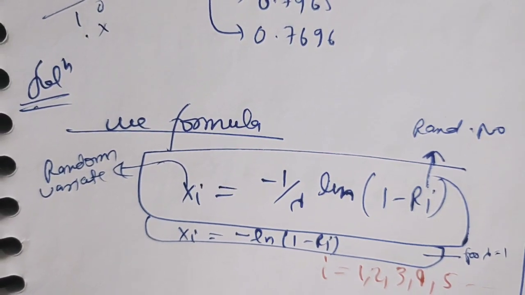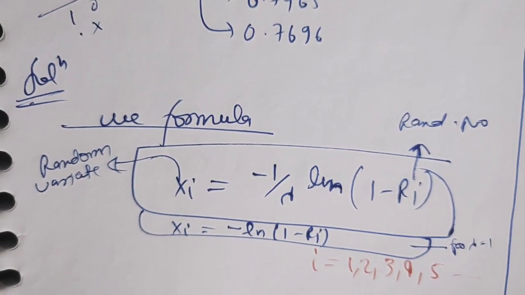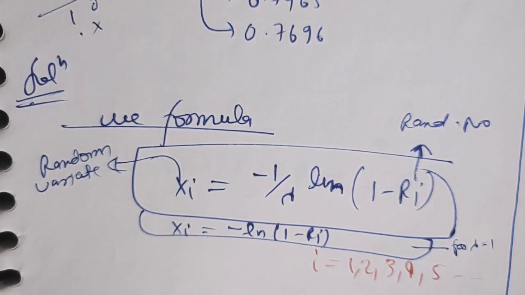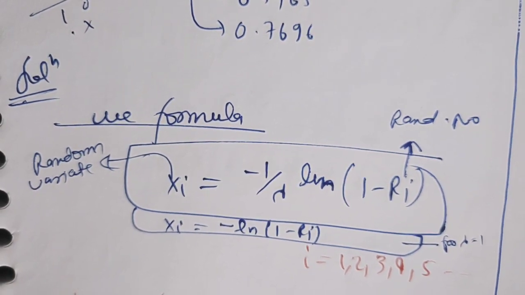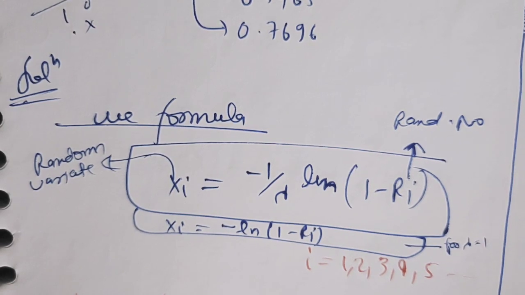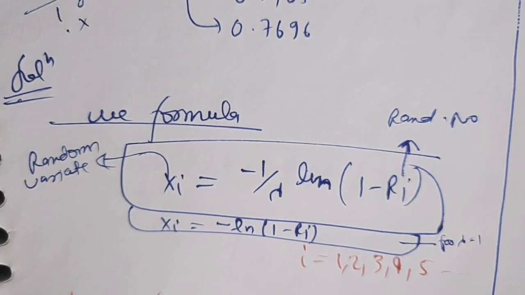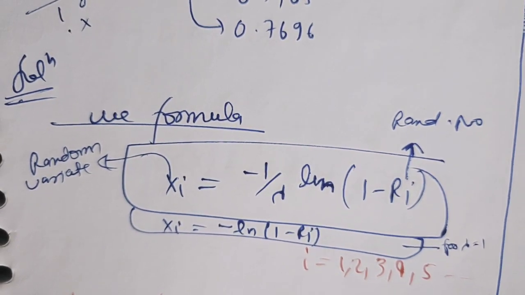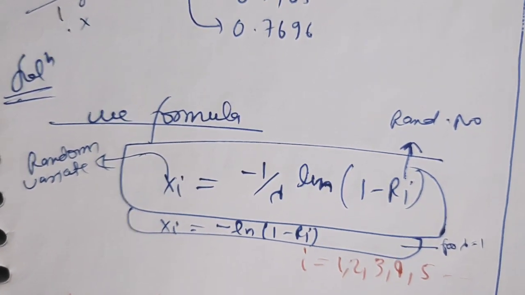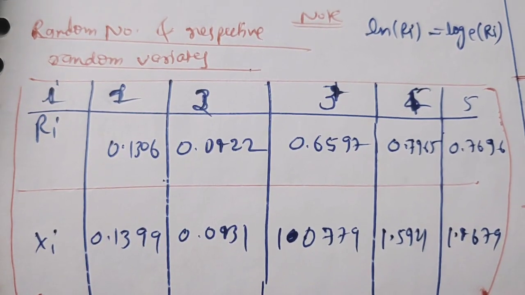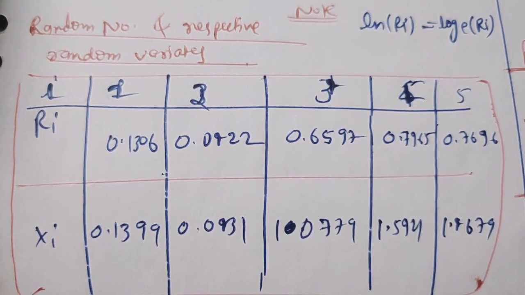Here Xi equals minus 1 divided by lambda times ln of (1 minus Ri), where Xi is the random variate and Ri is the random number. For lambda equal to 1, we get Xi equals minus ln of (1 minus Ri), where i varies from 1, 2, 3, 4 and 5. I have prepared this table where Ri denotes the random number and the respective random variate is denoted by Xi.